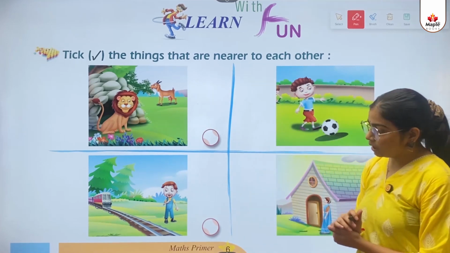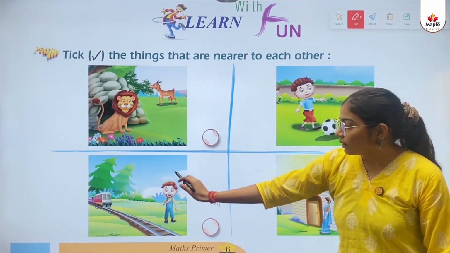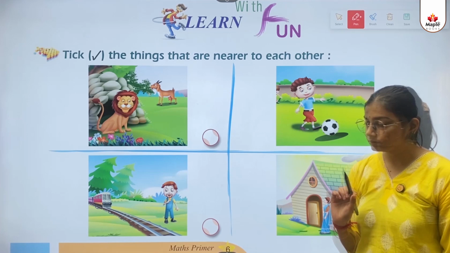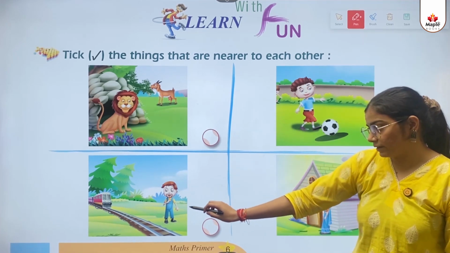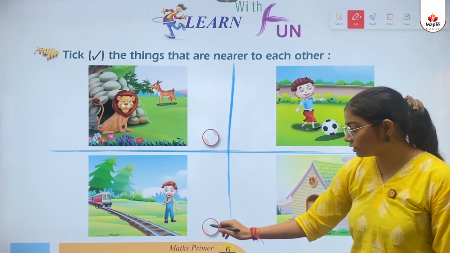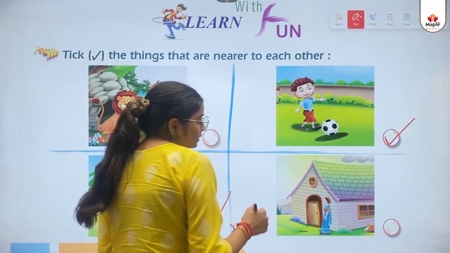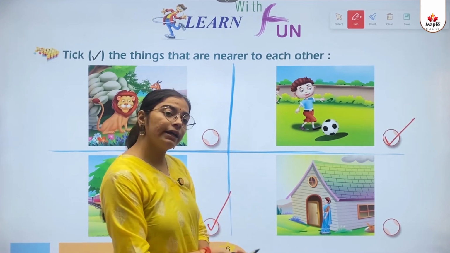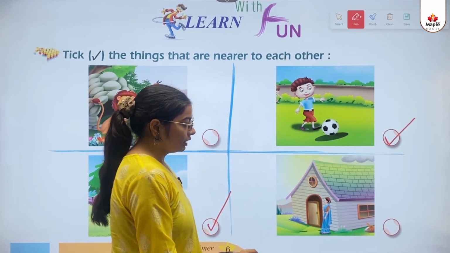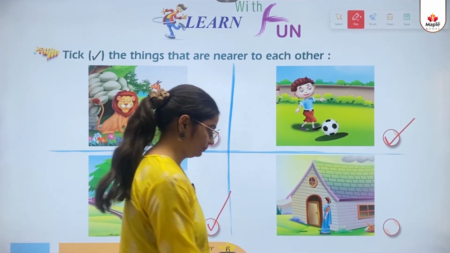In the third one, there is a man standing near the railway track. So, he is near to the railway track. So, we'll tick this picture. And in the fourth one, a lady is standing near her house. So, we'll tick this picture.